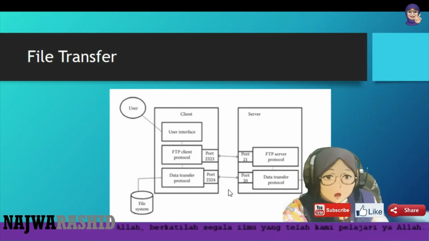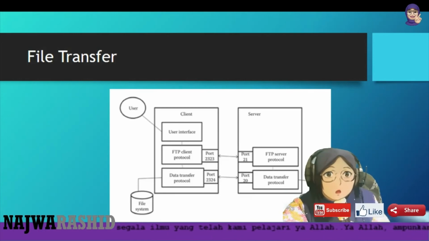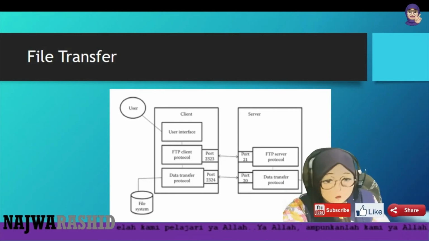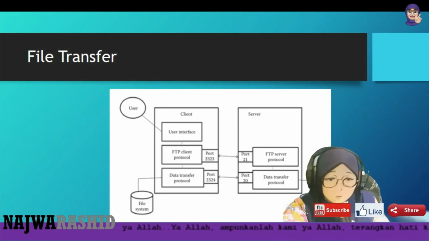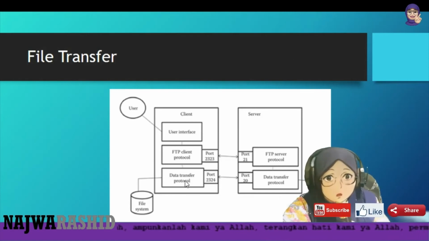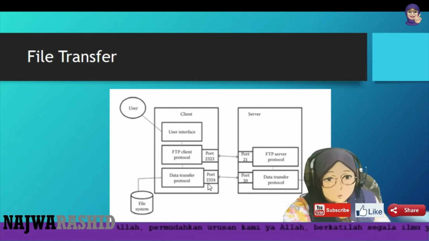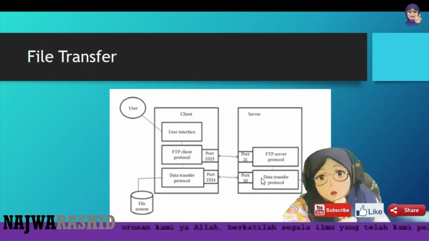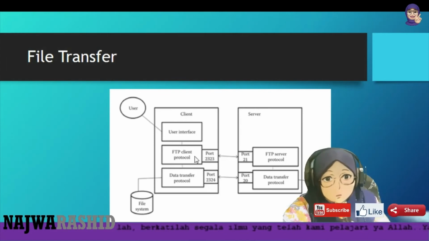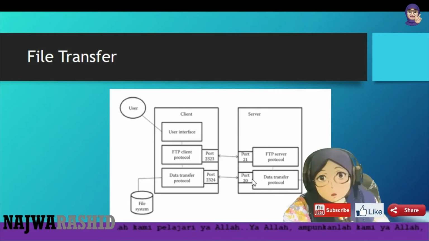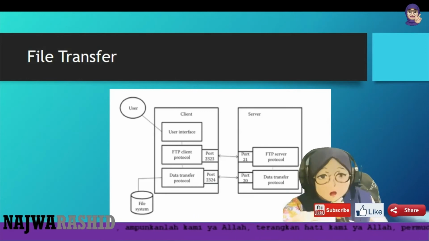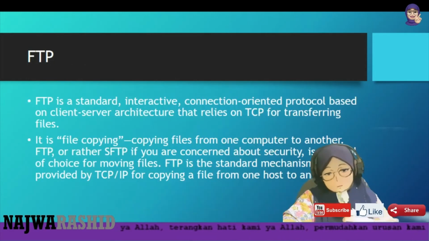So each process in the network, or in the communication, has a different port address. At the server side, from port 2323 it will communicate with port number 21. Port number 2324 will communicate with port number 20. So this port number is for file transfer, and this port number is for the data transfer protocol. Both at the client side and the server side, there is a file system that stores the file itself.